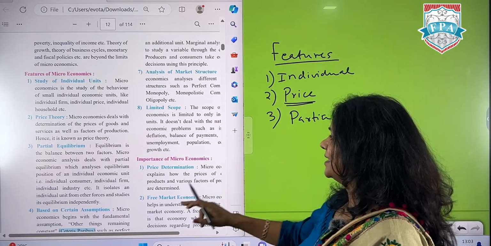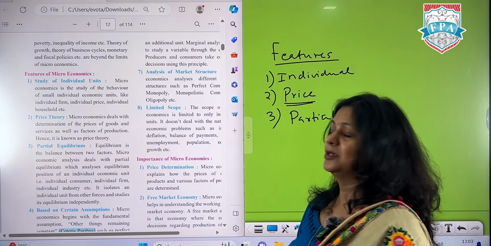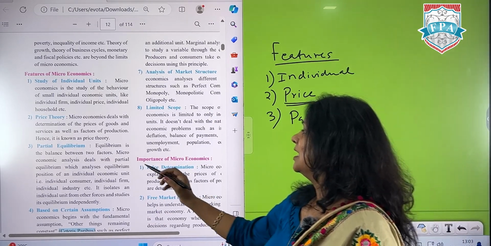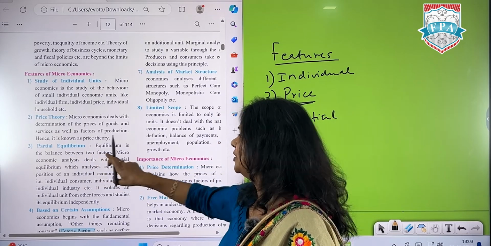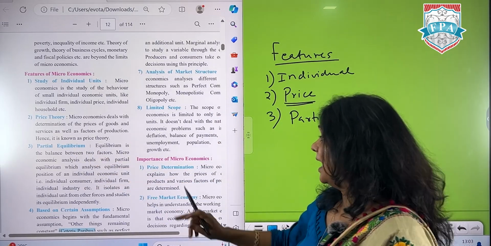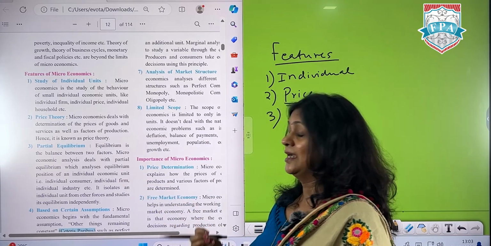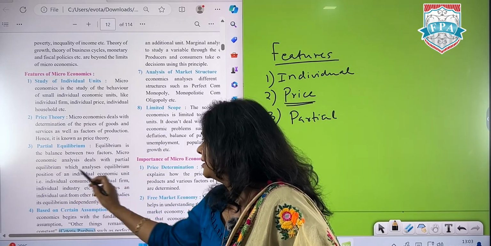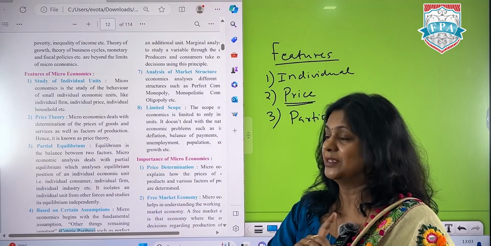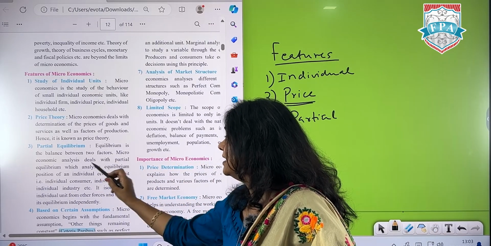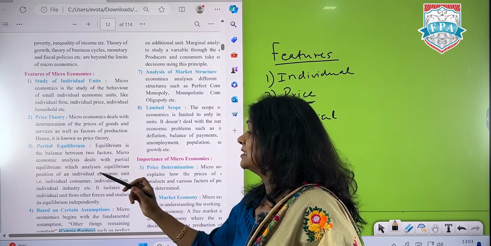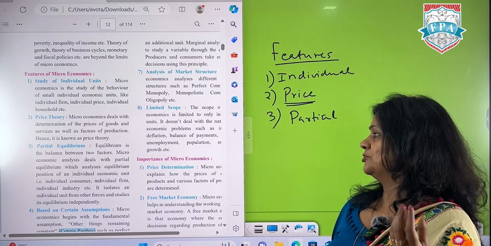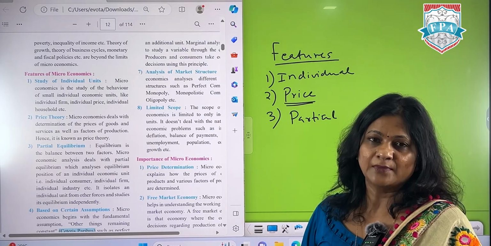So when I say it's a theory of partial equilibrium, a feature of microeconomics is that it's partial equilibrium because we try to strike a balance between 2 factors, right? Basically we are trying to find out the equilibrium position of an individual economic unit. Can you see that? This is the line which I am expecting from you in the examination. It deals with partial equilibrium, which analyzes the equilibrium position of an individual economic unit, that is, an individual customer, an individual firm, right?